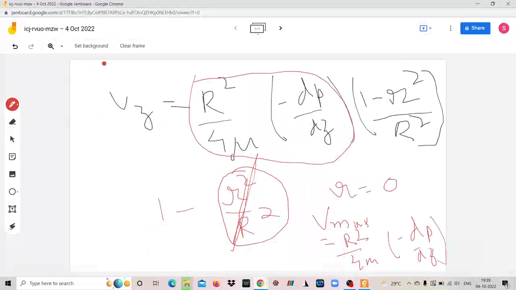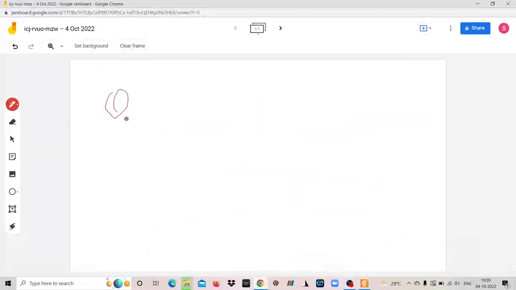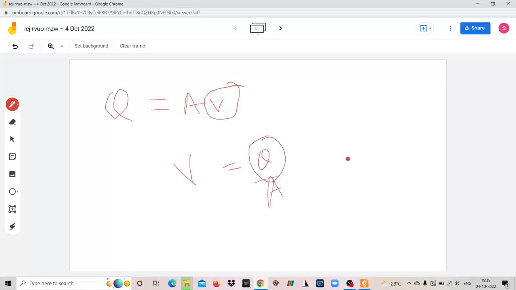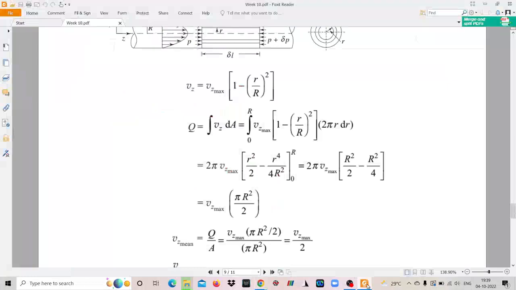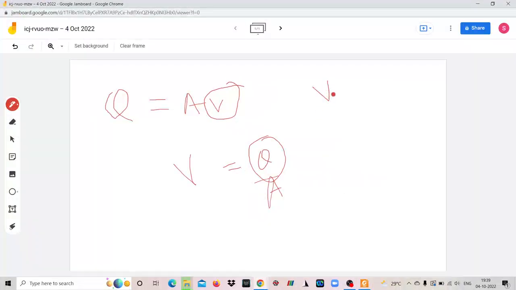What is mean velocity? Mean velocity: Q is equal to area into velocity. In this expression, this particular velocity is the mean velocity. So the mean velocity is Q by A. We have already obtained the expression for Q. So what is the expression for Q? It is Vz max divided by pi r square divided by 2.